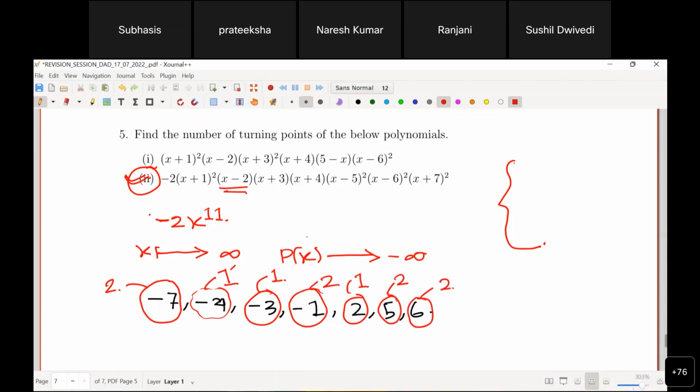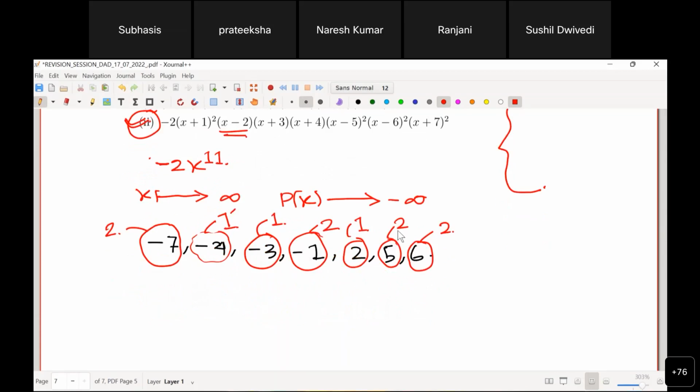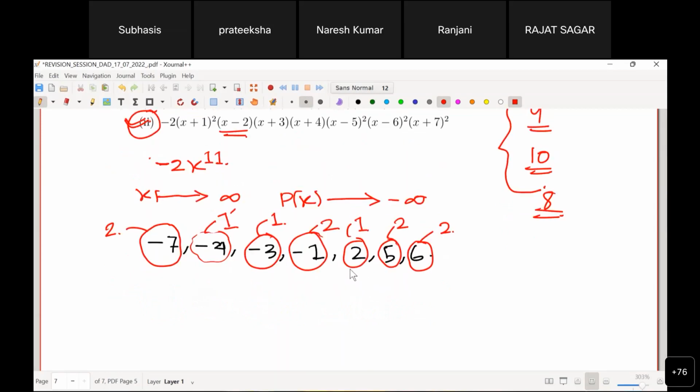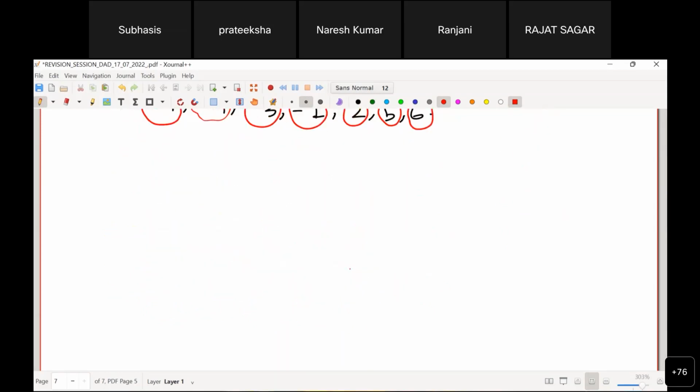So before solving this question, has any of you solved option 2 in between? Yes, so what is the answer? 9 turning points. Okay, someone said 9, I guess someone said 10, also 8. Okay, let's draw the graph. Once we draw the graph, everything will become clear.